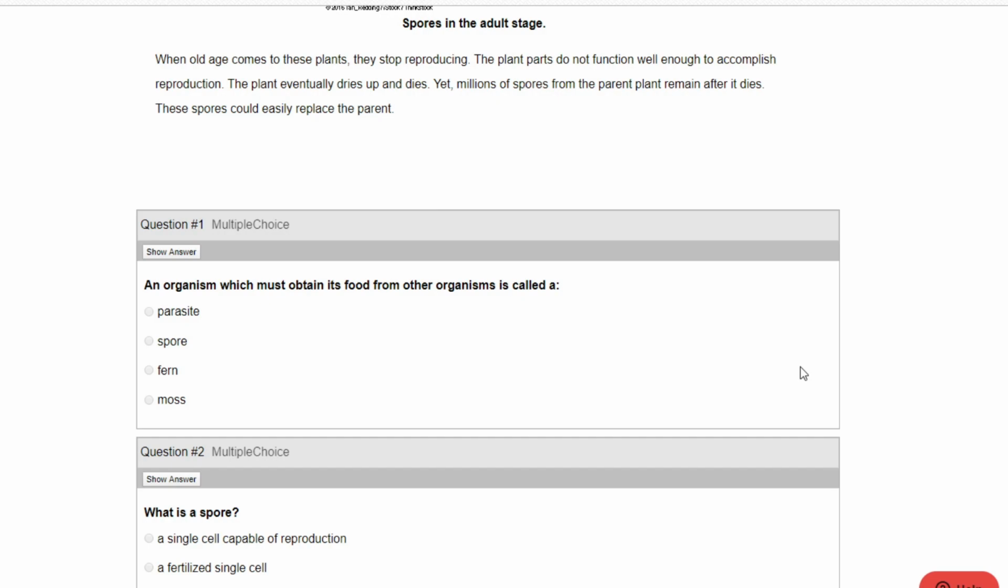So a parasite, okay? I'm going to say question mark, because that's possible. So parasite is a question mark. Spore. Is that an organism which must obtain its food from another organism?